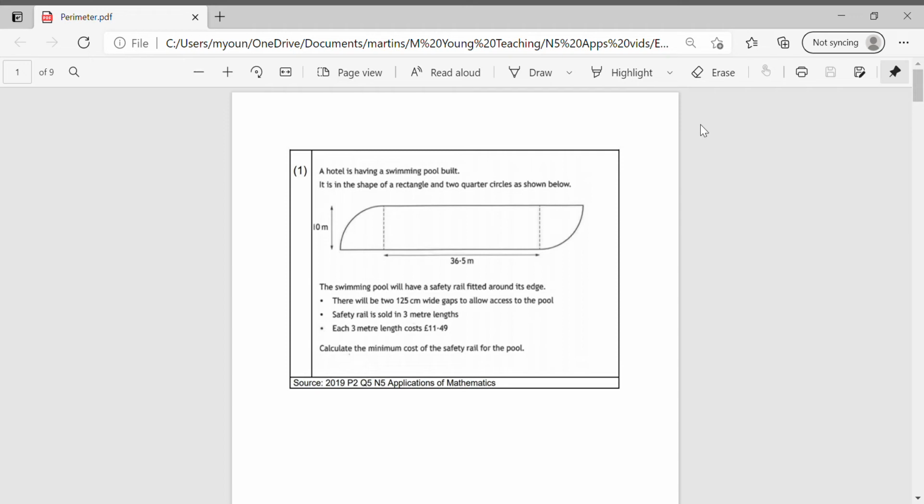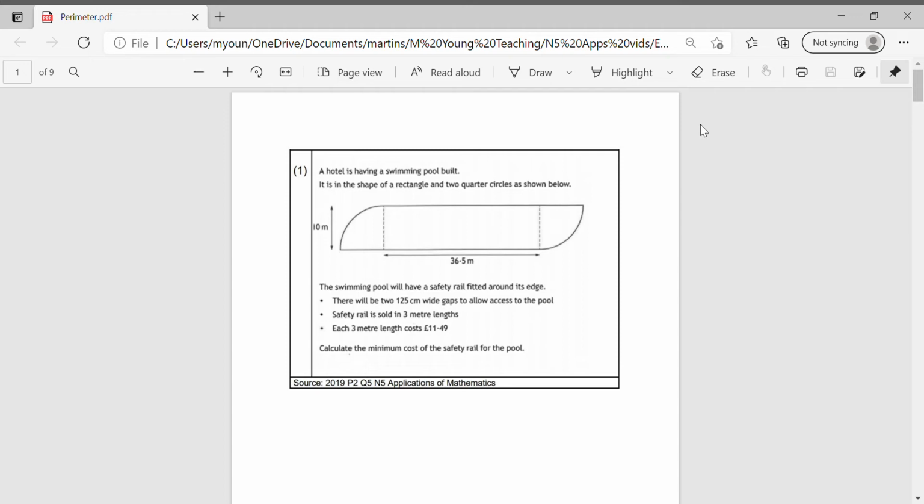It is in the shape of a rectangle and 2 quarter circles as shown below. That's a wee diagram there. The swimming pool will have a safety rail fitted around its edge. There will be two 125cm wide gaps. The safety rail is sold in 3 metre lengths, and each 3 metre length costs £11.49. Calculate the minimum cost for the railing.